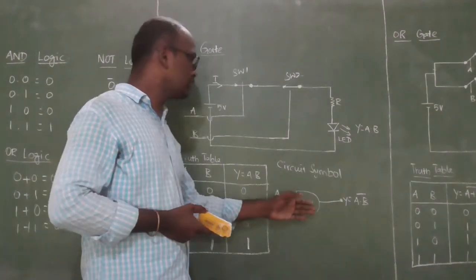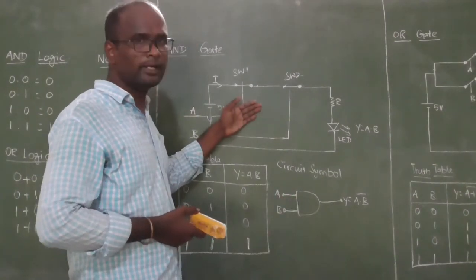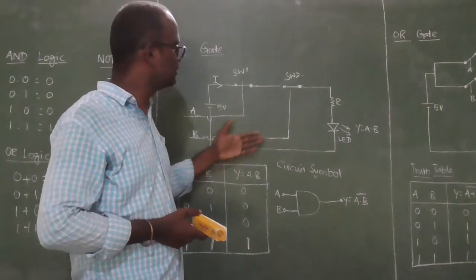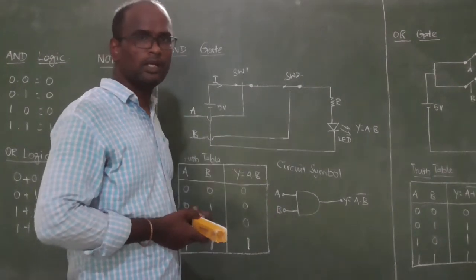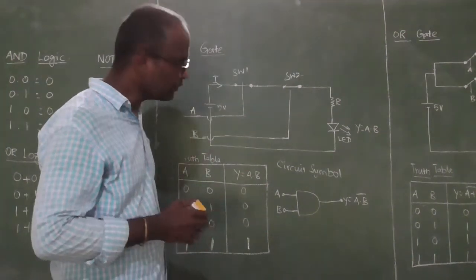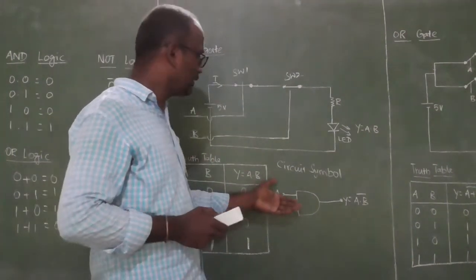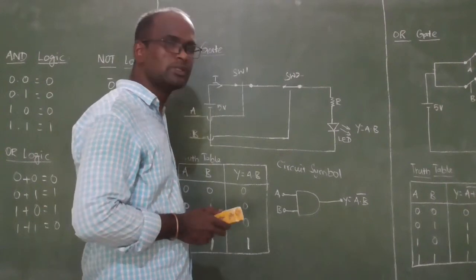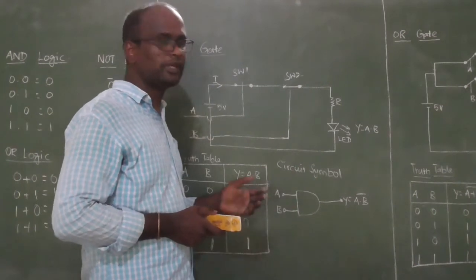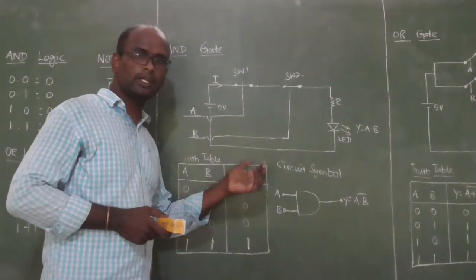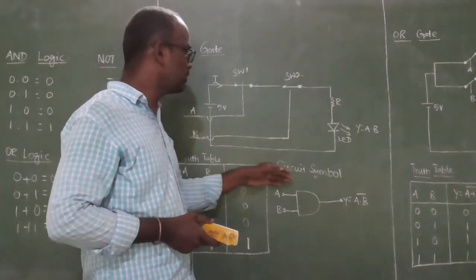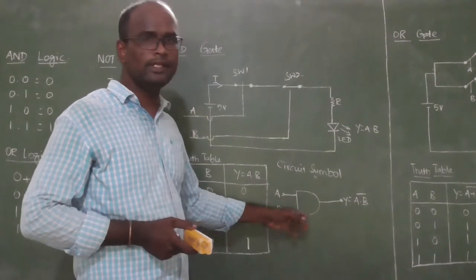That means this is the symbol of the AND gate. That means this is the real AND gate circuit. We may not use this large circuit design in the blueprints to design larger circuits. So in that case we can use the logic symbols, that is circuit symbols, for those particular gates. According to the symbol, we can understand whether it is an AND gate or OR gate or NOT gate, etc. So the circuit symbol for the AND gate is like a D shape.